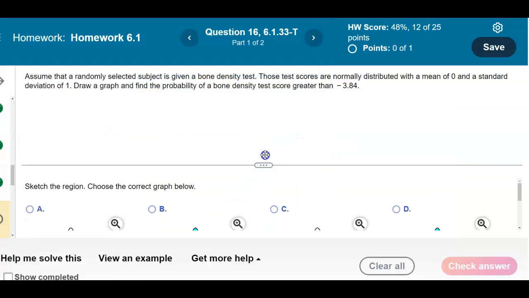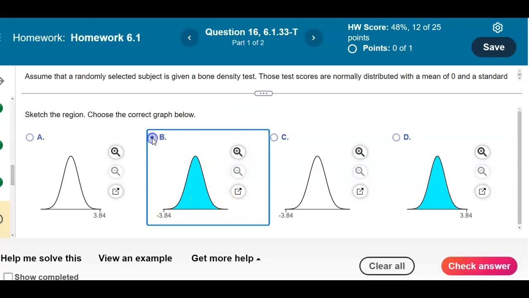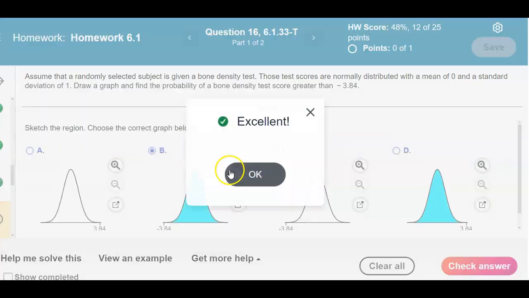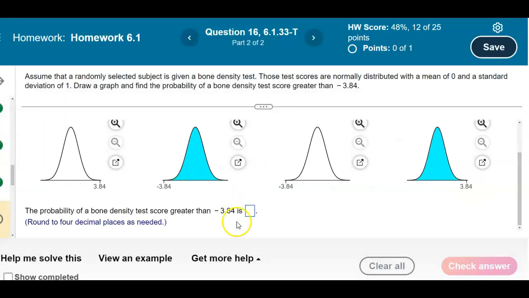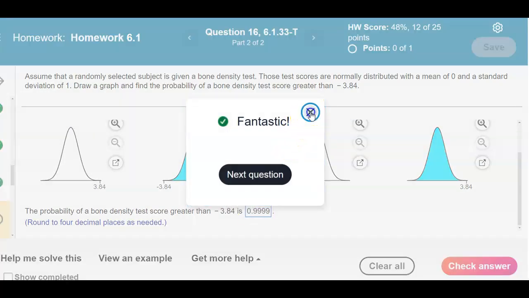Okay, so which one represents the sketched region? Well, it's going to be this one, because this one is negative 3.84 and everything is shaded to the right. So we know it's B. Okay, and then we found that the probability of a bone density score that's greater than negative 3.84 is 0.9999. And there is our answer.